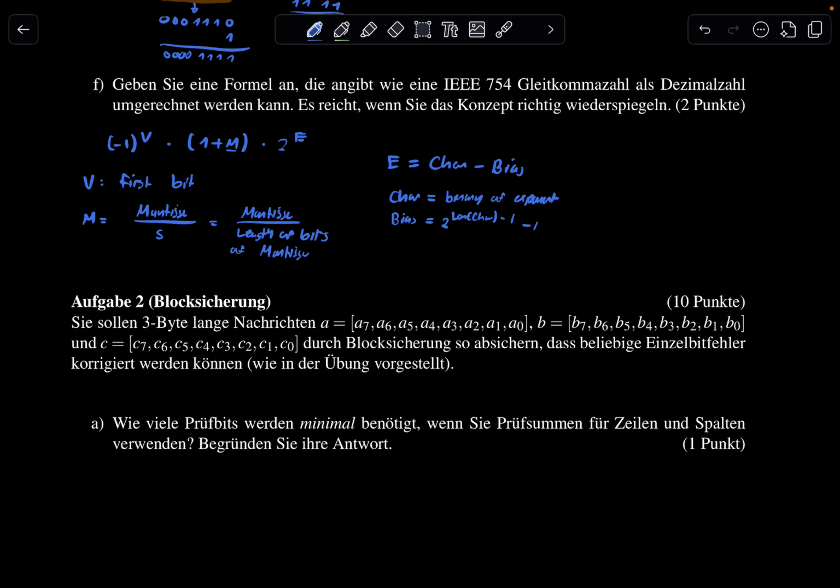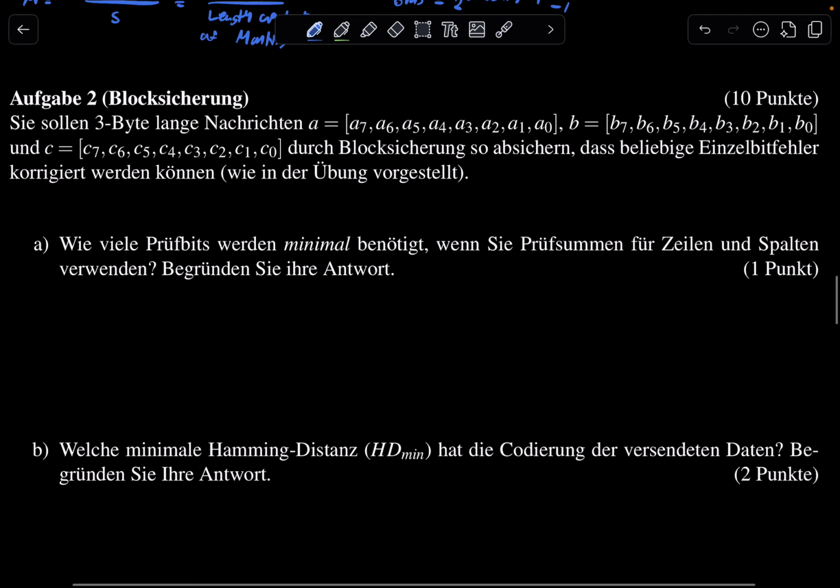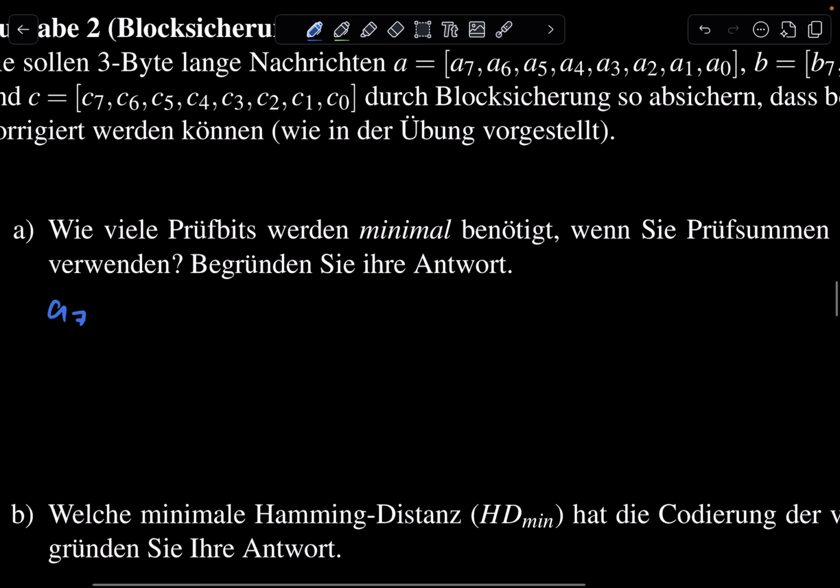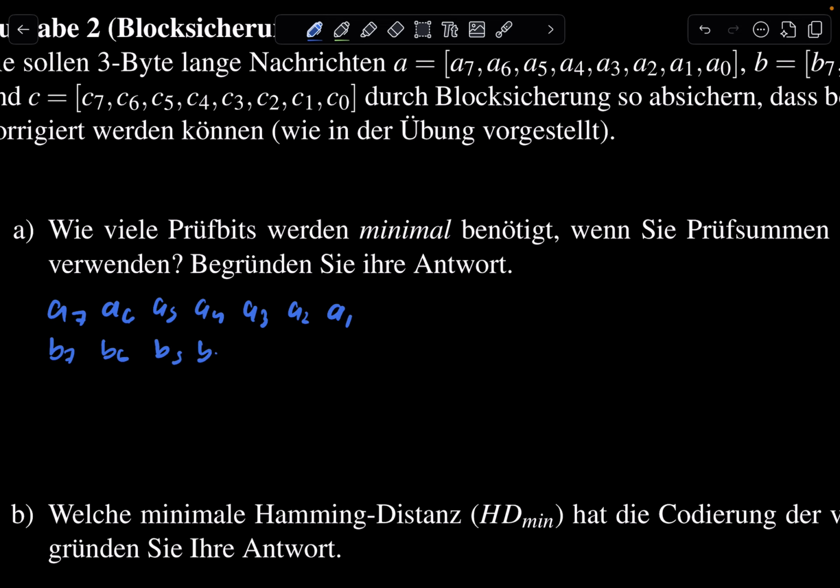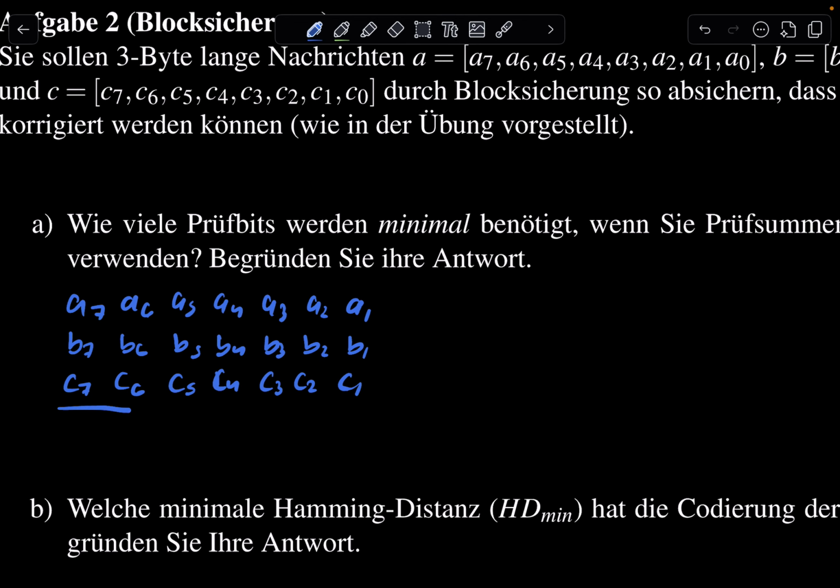So the Blocksicherung. Okay, so we have all of these. Let's write this in a Blocksicherung approach: A4, A3, A2, A1, B7, B6, B5, B4, B3, B2, B1, C7, C6, C5, C4, C3, C2, C1.